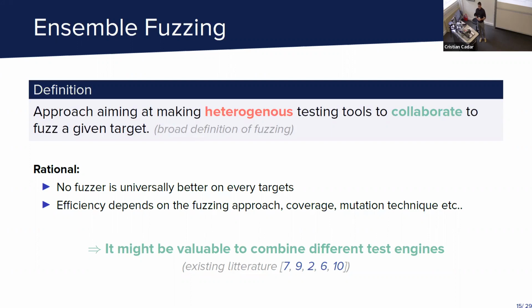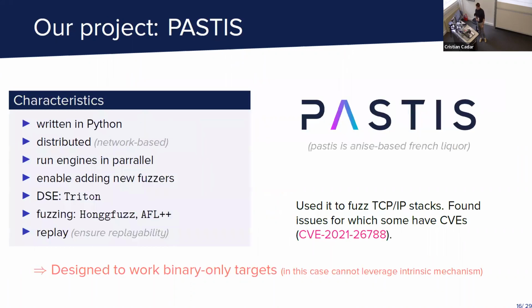Obviously, there has been a lot of research on that topic beforehand. In our case, we wrote our own tool, which without surprise combines Triton, our own symbolic executor, with fuzzers like HonggFuzz and AFL++. It's rather simple, written in Python. We made it all network-based, so the engines can communicate over the network. And we added some features to be able to replay the inputs to make sure that we indeed cover the intended path and so on. The main target in our case were TCP/IP stacks because they are critical components, and we have been able to find some issues in some of them.